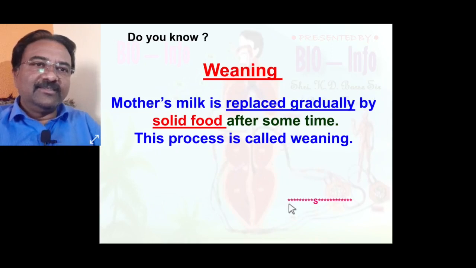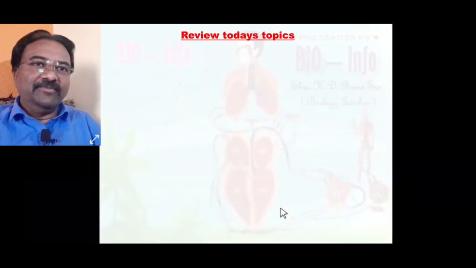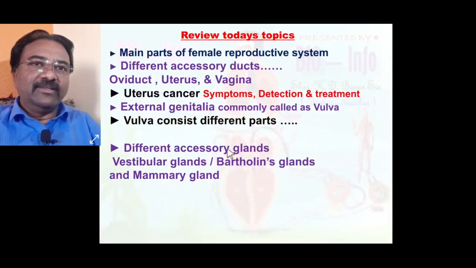Today's lecture is completed. Now review today's topics. We learned today the main parts of the female reproductive system, different accessory ducts like oviduct, uterus and vagina, uterus cancer, in that the symptoms of uterus cancer, detection test of uterus cancer and treatment measures of uterus cancer.